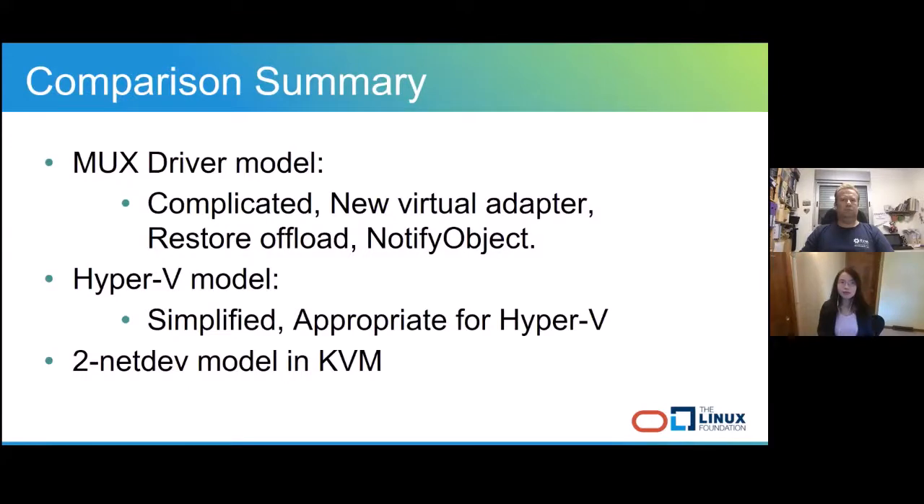So as we can see, the MAX driver model is complicated. A new virtual adapter is generated. This requires deployment of the new virtual miniport driver, and the offload has to be restored in the MAX driver. And also, the notify object in the MAX model is complicated. The installation involves installing the virtual adapter miniport driver, also the offload protocol driver. So this means more effort is required for the deployment of the MAX driver model. The Hyper-V model is simplified, but it is only appropriate for Hyper-V.